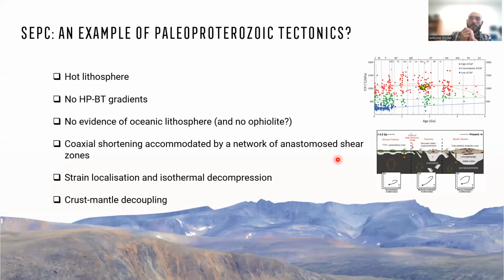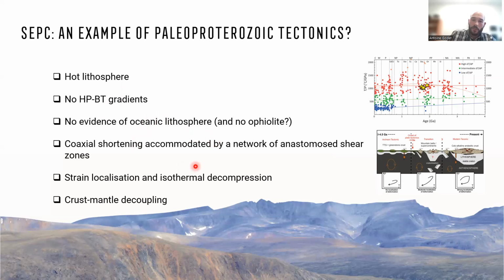So back to the initial question, and this is my final slide. Is it an example of Paleoproterozoic tectonics? So first we have new data. As you can see, we don't have low dT/dP gradients. So it's pretty high temperature conditions, so the lithosphere was quite hot. We have no evidence of HP low-T gradients, no ultra-high pressure rocks either. We don't have any evidence of oceanic lithosphere, or any ophiolite at that time, during the Trans-Hudson orogen.